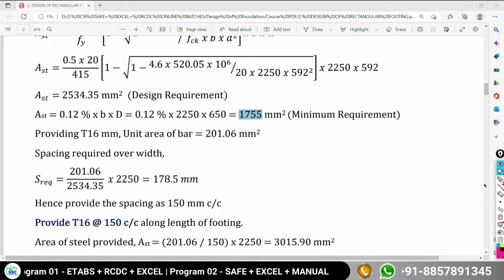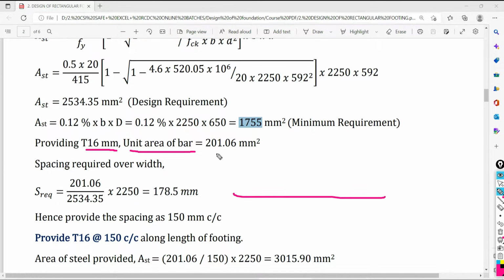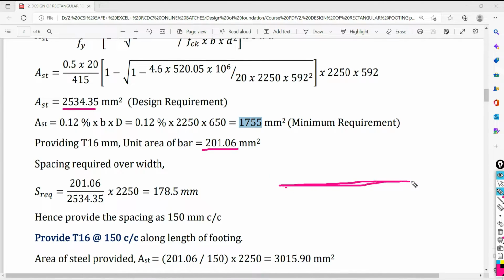Now here I had decided that I will provide 16 mm diameter bars along the length of the footing. So the unit area of bar is going to become 201.06. One single bar of 16 mm dia has a unit area of 201.06 mm square. So finally I have to find, in respect of the design requirement and unit area of the bar, how much spacing is required for the reinforcement which is along the length and is going to be distributed over the width. Very important point.